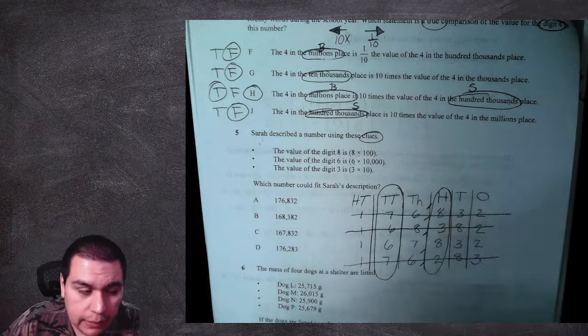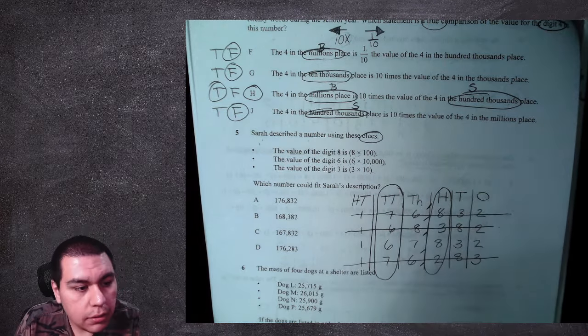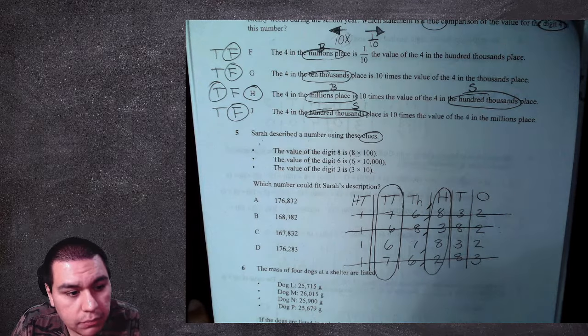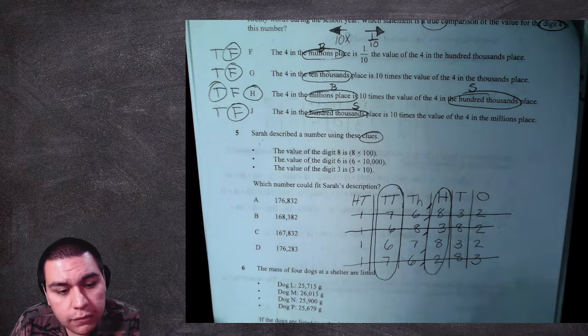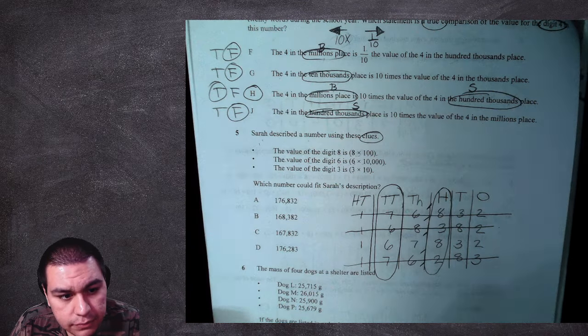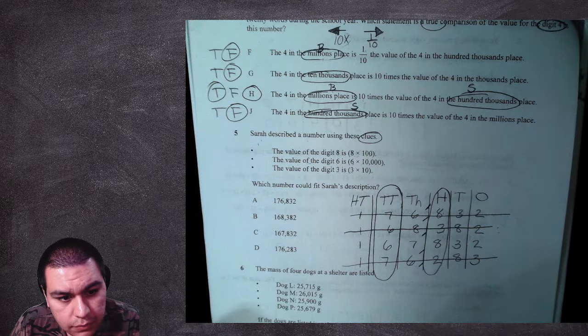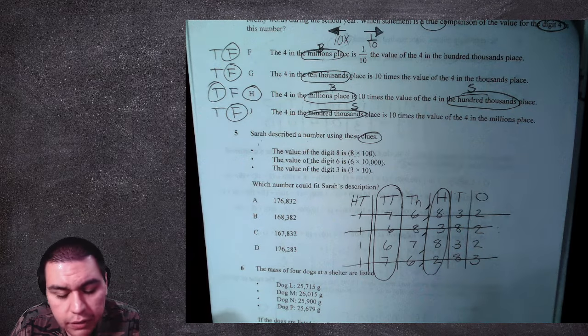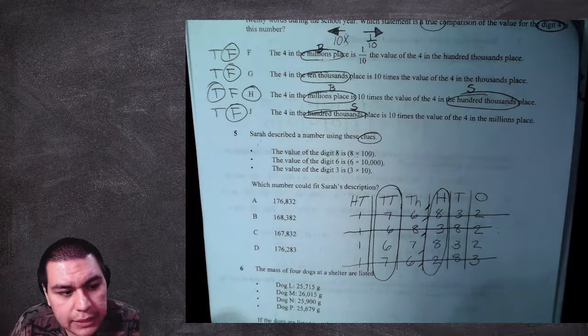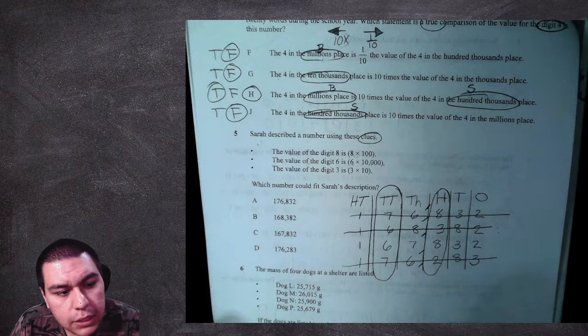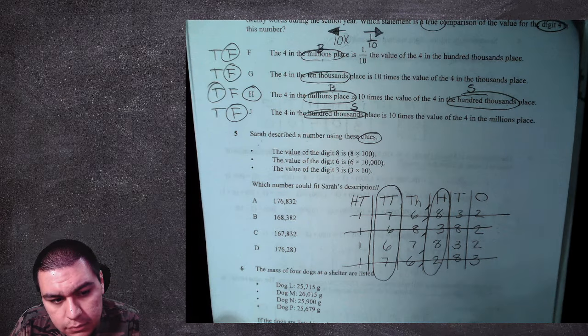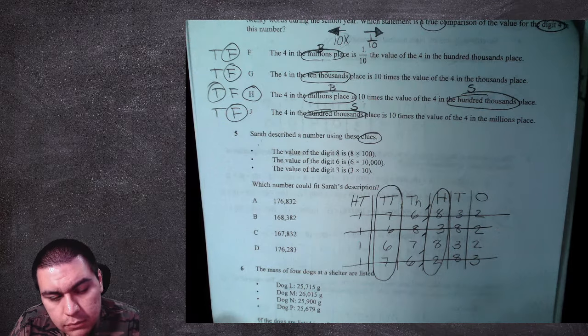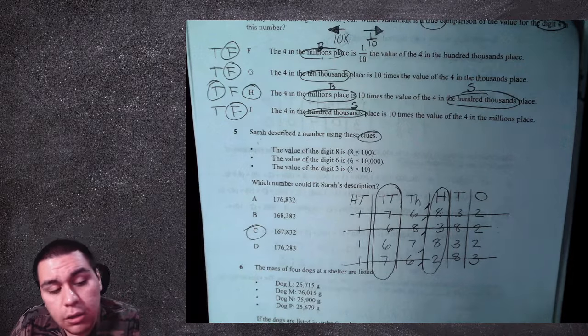And since I wrote them in the same order, A, B, C, D, I know what answer choice I have to pick. What answer choice would be correct for question 5? What would I want to pick for question 5? Is it A, B, C, or D? Alexa? C. Because we crossed out all the other answer choices.